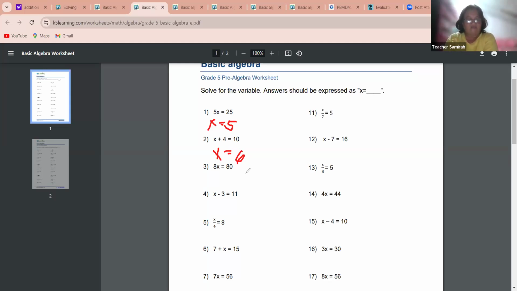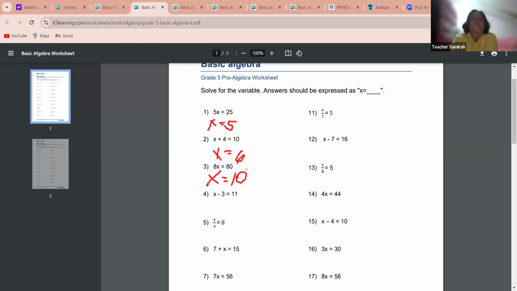And since we divided the left side by 8, we should also divide the right side by 8. So 8x divided by 8 would give us x. And then 80 divided by 8 would give us what? It would give us x is equal to 10. Very good. Check your answers.